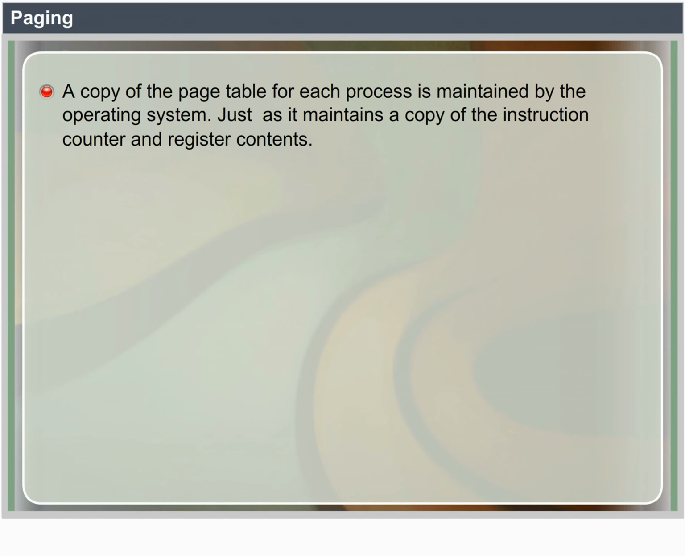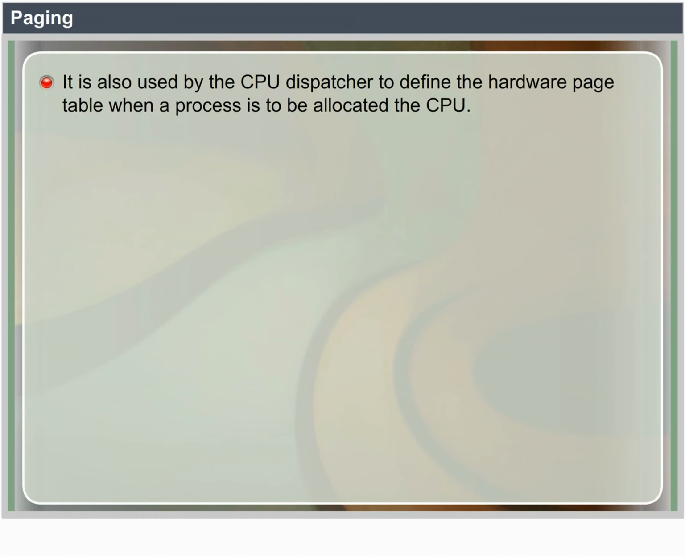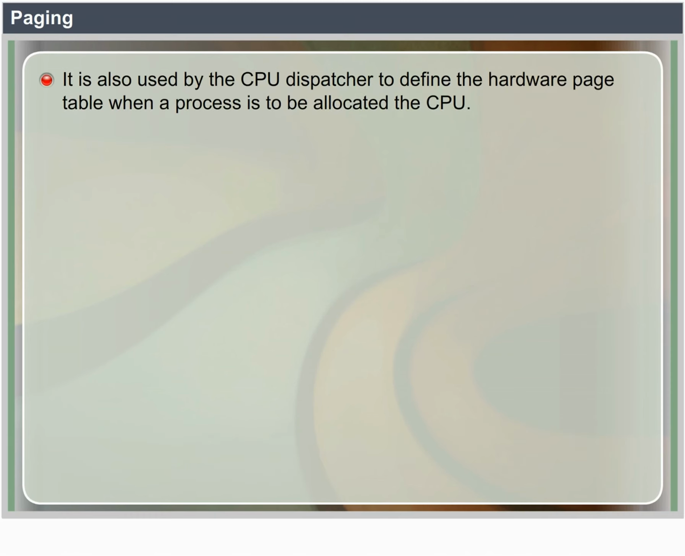This copy is used to translate logical addresses to physical addresses whenever the operating system must map a logical address to a physical address manually. It is also used by the CPU dispatcher to define the hardware page table when a process is to be allocated the CPU. Paging therefore increases the context switch time.